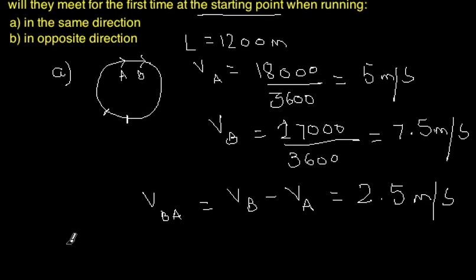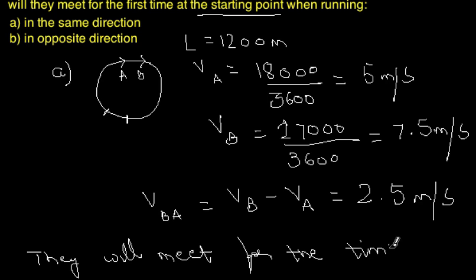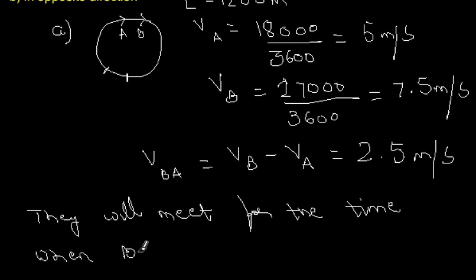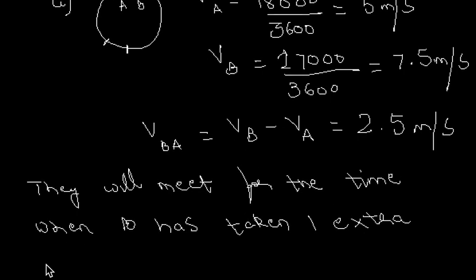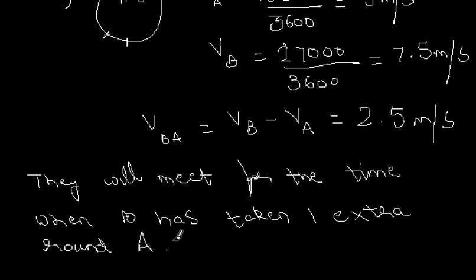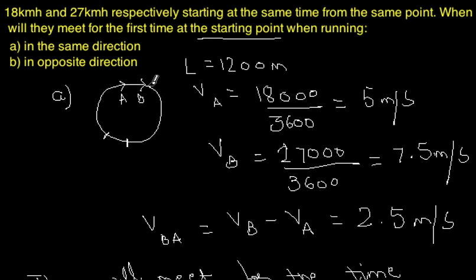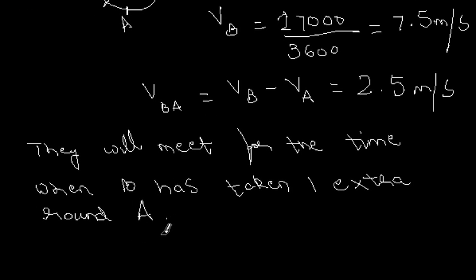Clearly they will meet for the first time when B has taken one extra round than A. Because when they start from the same point, B will go ahead of A since B moves faster than A. Suppose A reaches here at some time, then B must have reached some point ahead. So B and A will meet whenever B has taken one more round than A. It is very intuitive from the figure. So when will B have taken one more round than A?